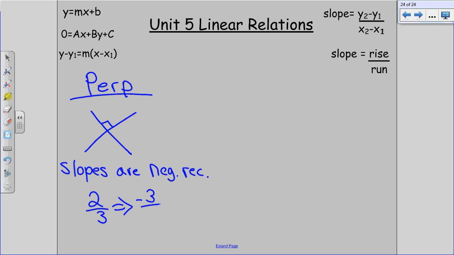Parallel lines are 2 lines that never cross. Oh, those 2 definitely cross. If 2 lines never cross, what does that mean about their slopes? They're the same. Perfect.